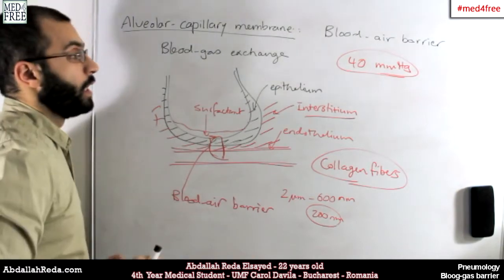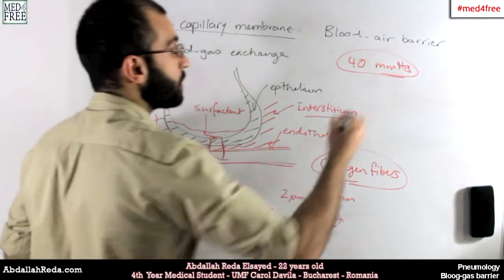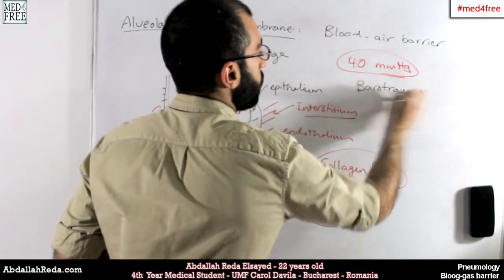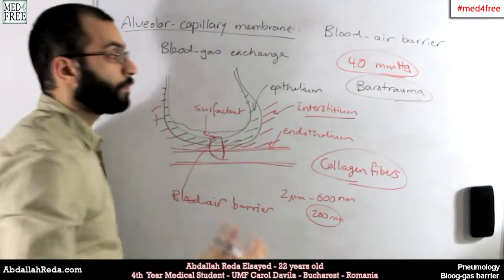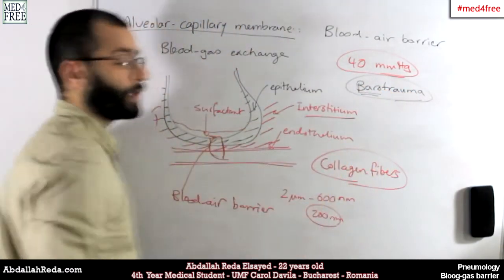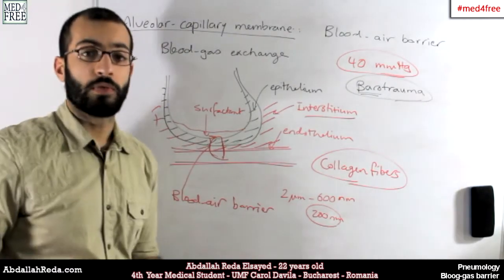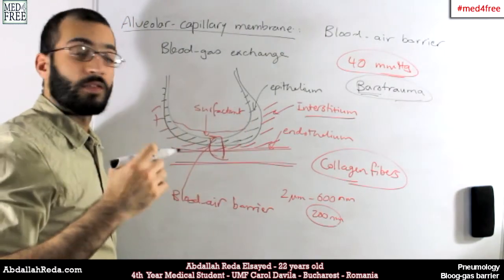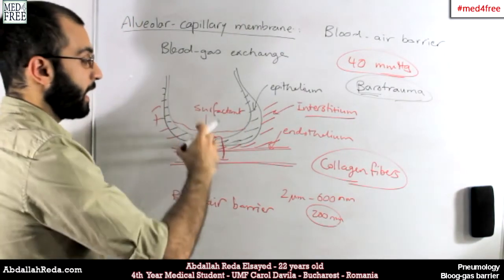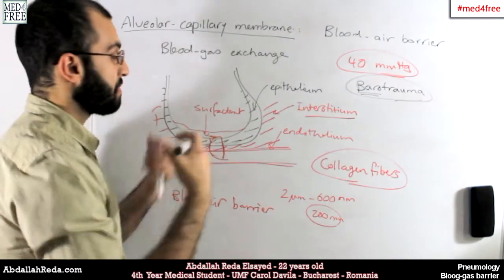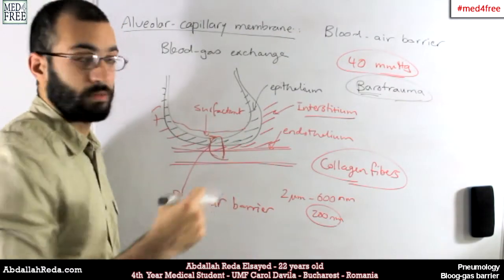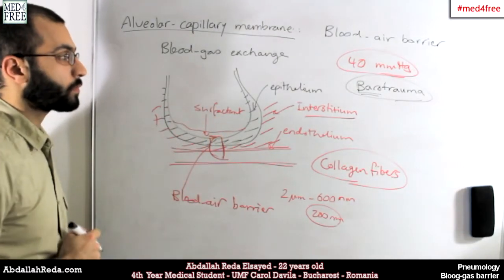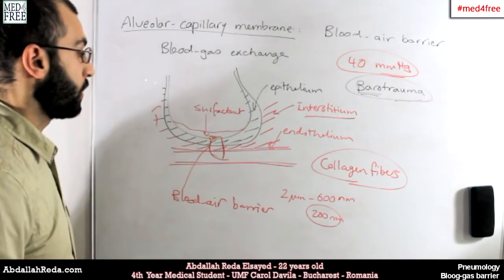When would that happen? It can happen in cases that we call barotrauma. When there is a trauma that affects the pressure, for example, pulmonary edema induced through swimming, when there is an excessive pressure in the lungs and the membrane can't take it anymore, such as in cases of drowning, the membrane could rupture. Otherwise, it maintains itself pretty well.